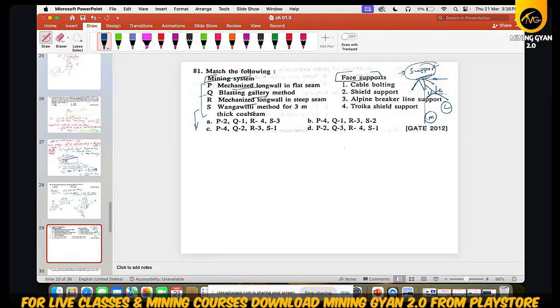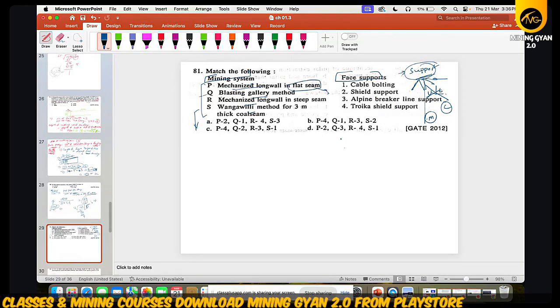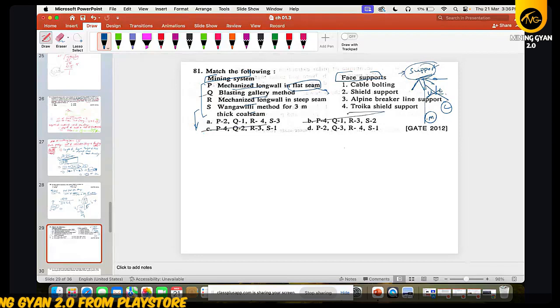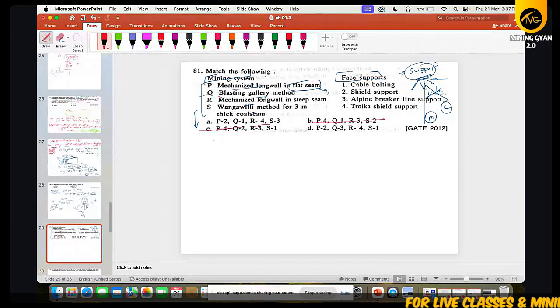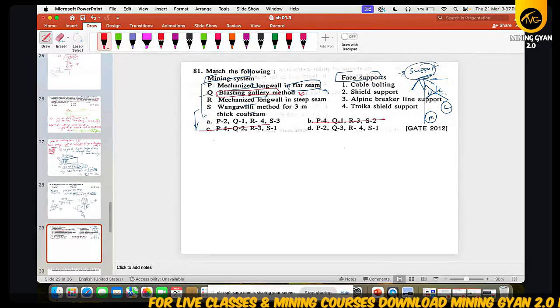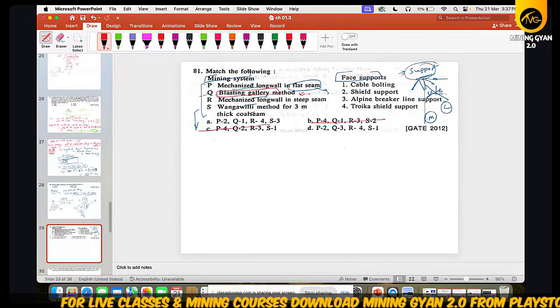Okay, in the mechanized longwall flat seam, I know that it uses the shield support. So I will cut down options. It will eliminate 2 and 4. Then I have only options A and D. Then I will go to the next option. I know the blasting gallery method. I have worked with them, and I know they use cable bolting.